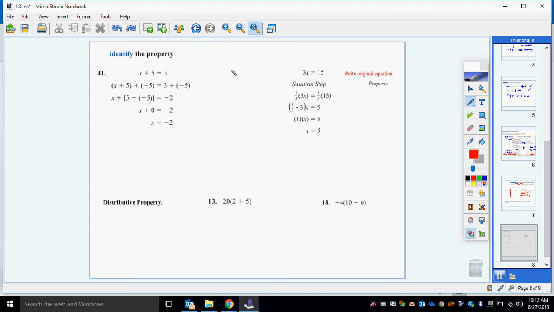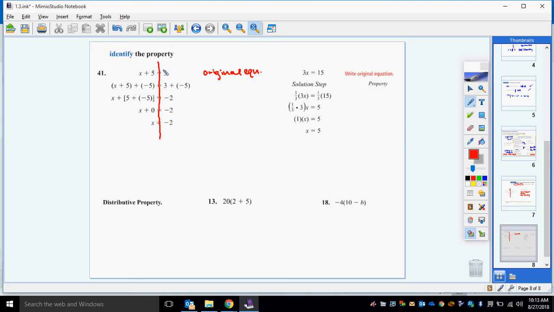Okay, last slide here. Let's fill in the proof. So this is number 41 in your book. We're trying to identify the property over here off to the side. So the first line in every single proof is always going to be the original equation. So that first one's easy. Boom, we just got a point on WebAssign. How do we get from the first line down to the second line?